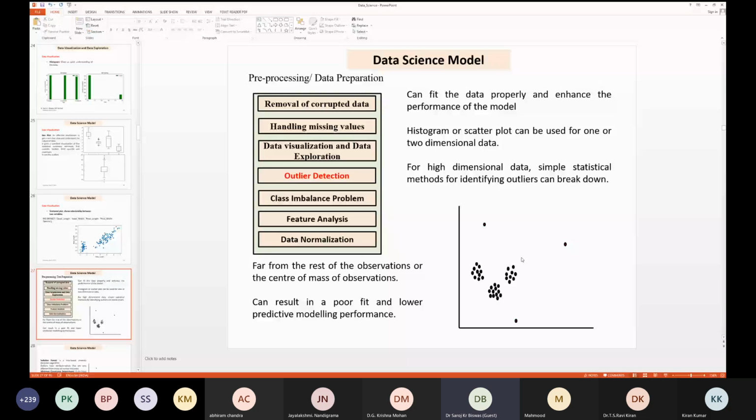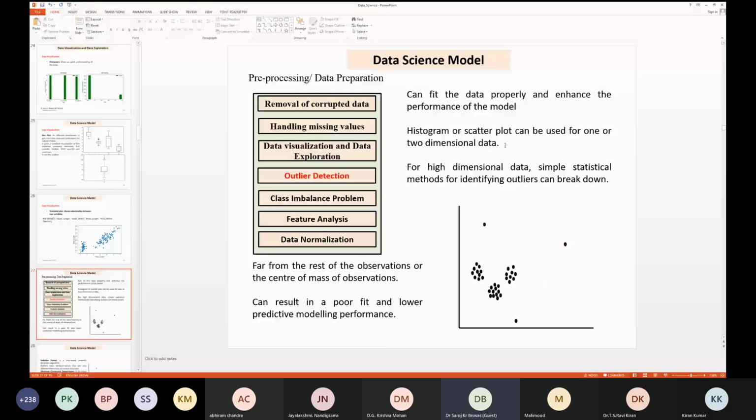Clear? And now again one line. Histogram or scatter plots can be used for 1 or 2 dimensional data. Then we can do this outlier detection using histogram and scatter plot, but try to understand these are only applicable if we have 1-dimensional or 2-dimensional data. But nowadays we have multi-dimensional or high-dimensional data sets.